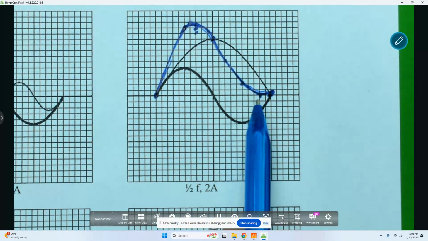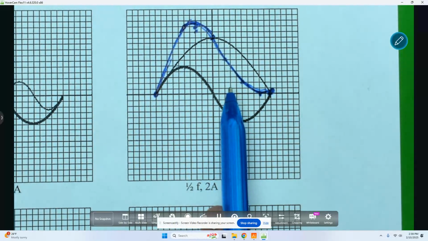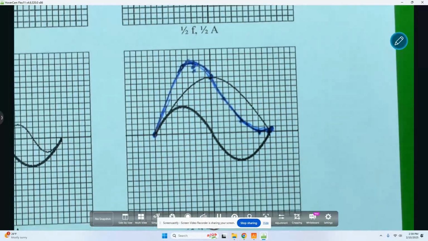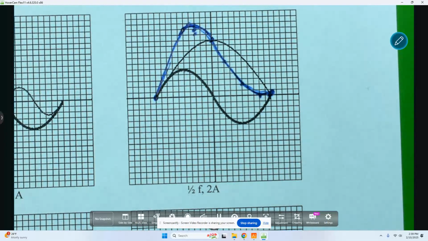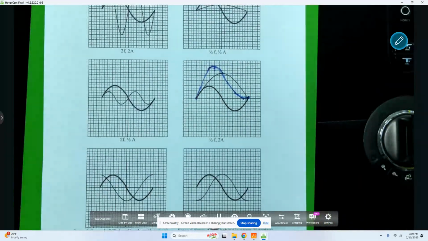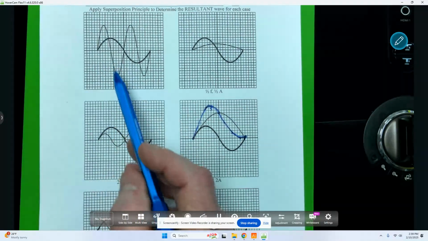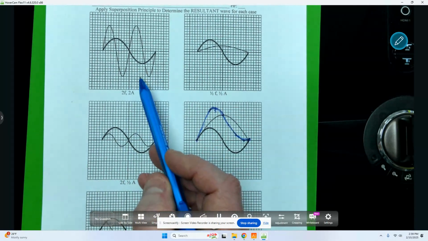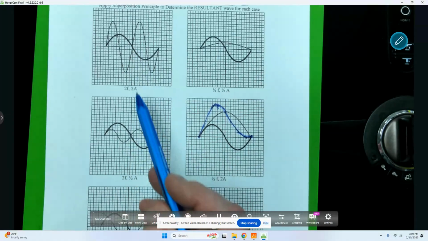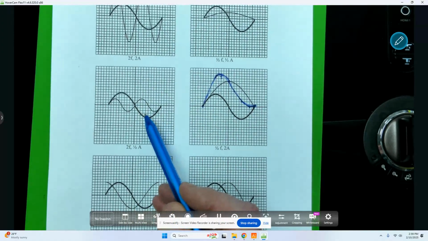Now, I did this one with you. Any questions on how I did it? I'm going to ask you to try the other 5. Now, this can be a little bit time consuming. That one there has a lot of undulations in the new wave that we drew. This one's going to take a little bit more time. This one's going to take a little bit more time.